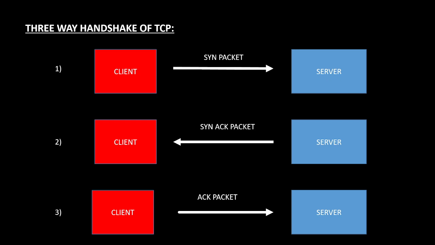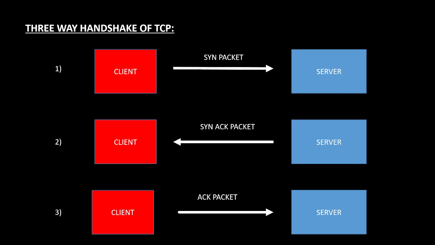So I'm going to be taking an example of a client-server architecture, which would make things a bit easier to understand, even though it's a very easy concept. So let's talk about the first step of the three-way handshake. Let's say you are the client and you want to connect to a server. In TCP, the first thing you do is send a SYN packet, which stands for synchronization, to the respective server.